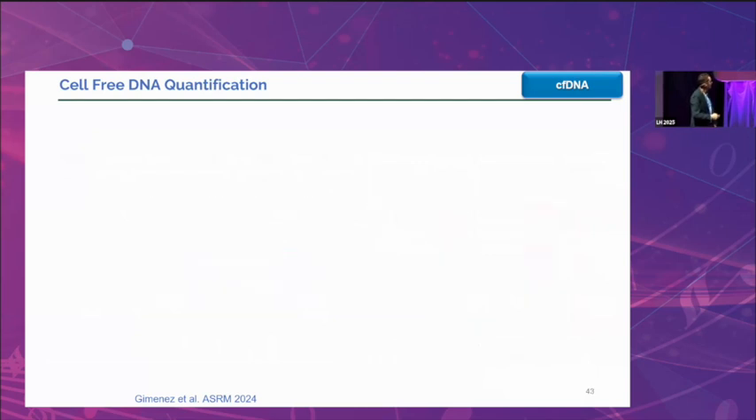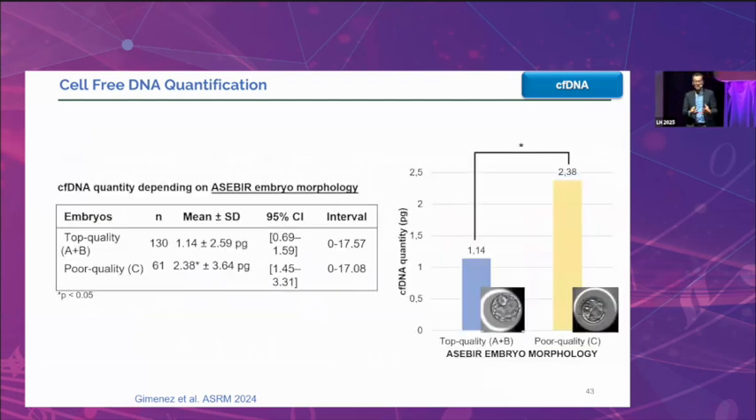And if we take a look at the amount of DNA and the quality of the embryo, we have realized something quite obvious: the worse the quality of the embryo, the higher the amount of DNA that I can find. There is more chance that some of the cells are damaged, and some of the DNA can be released in the media and then identified. So the amount of DNA could be a good marker of embryo quality.